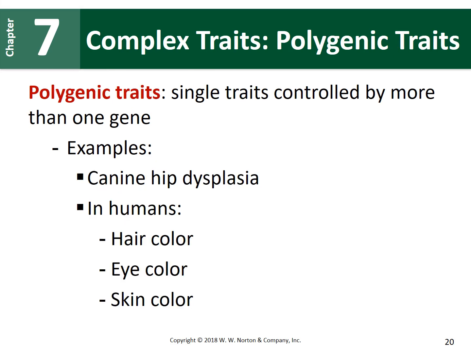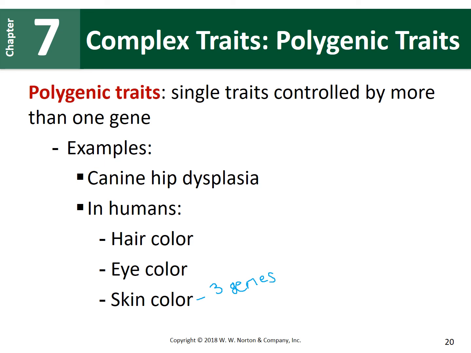In polygenic traits, this is kind of the opposite. We have a single trait that's controlled by multiple genes. So polygenic, or poly means many, genic refers to genes. So many genes control one trait. Examples of this are canine hip dysplasia. In humans, are hair color, eye color, skin color. So for example, skin color is controlled by 3 genes.